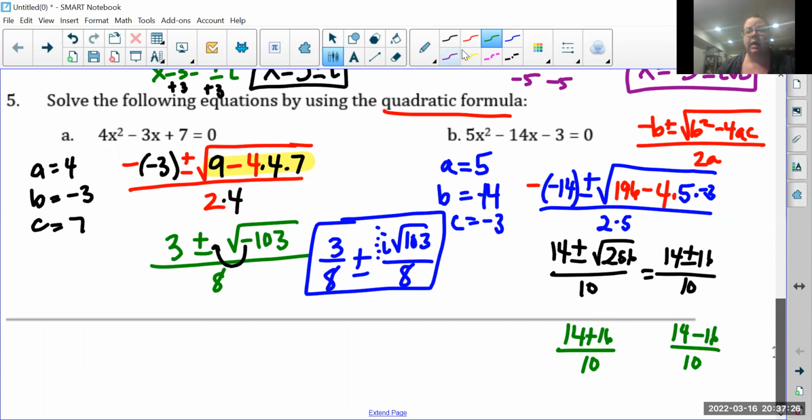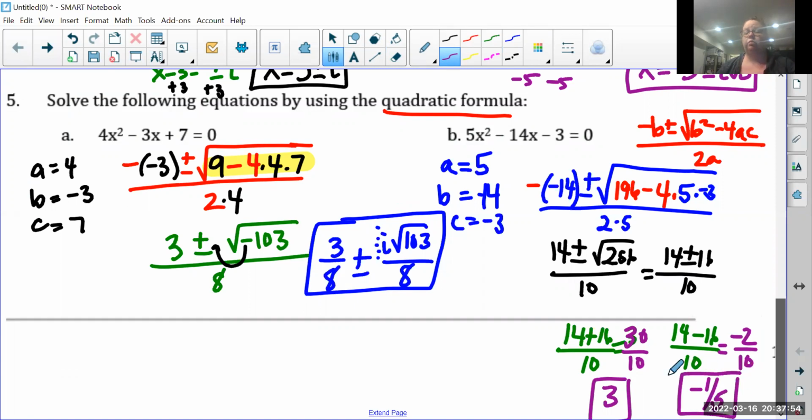14 plus 16 is 30. Oops, it didn't change colors on me. Oh, they're going to change colors. There we go. 30 divided by 10. We simplify that. 30 divided by 10 is just 3. So that's one of my answers. 14 minus 16 is -2. I'm still dividing by 10. I can simplify that down to -1/5. There's my other answer. So these are 2 real solutions where this is 2 non-real solutions. All right, that's it.